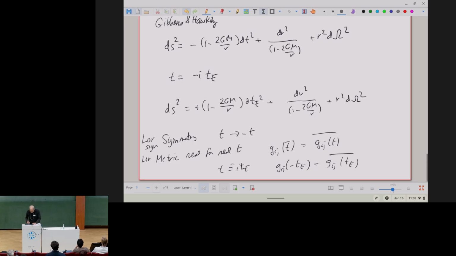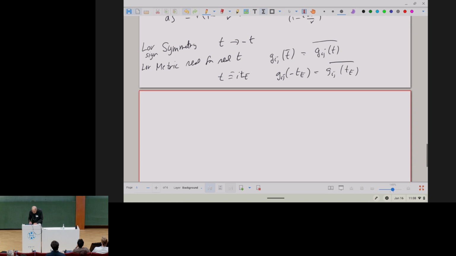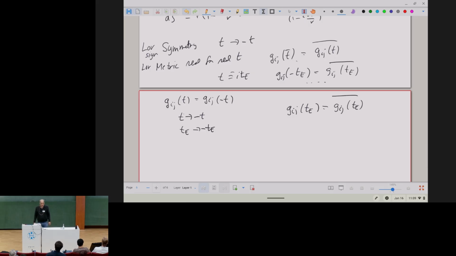However, the reason it works in this case is that we have a symmetry, Gij of t equals Gij of minus t. And therefore, combining that with this relation, well, you see, t to minus t is the same as tE to minus tE. So this relation here becomes Gij of tE equals Gij of tE bar. So that explains why the metric remains real after the simple continuation from real to imaginary time. It happened because there was a symmetry under changing the sign of the time.